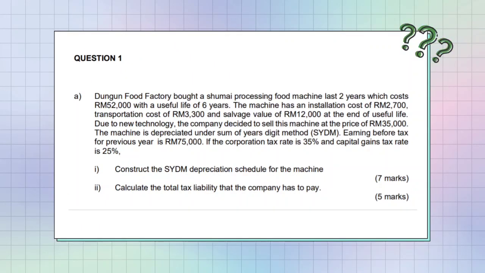So for question 1A, there are two questions: construct the SYDM depreciation schedule for the machine, and calculate the total tax liability that the company has to pay. The statement says Dungun Food Factory bought a shumai food processing machine 2 years ago, which costs Rm52,000 with a useful life of 6 years. The installation cost is Rm2,700. The transportation cost is Rm3,300, and the salvage value is Rm12,000. The company decided to sell the machine at the price of Rm35,000 after 2 years of use.